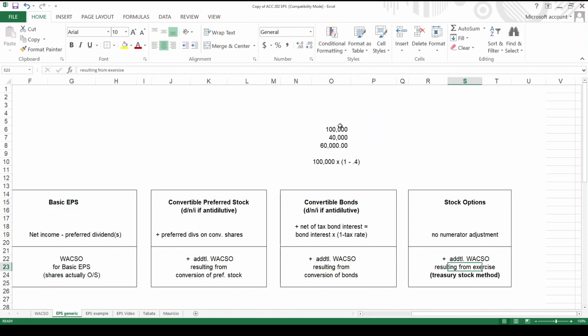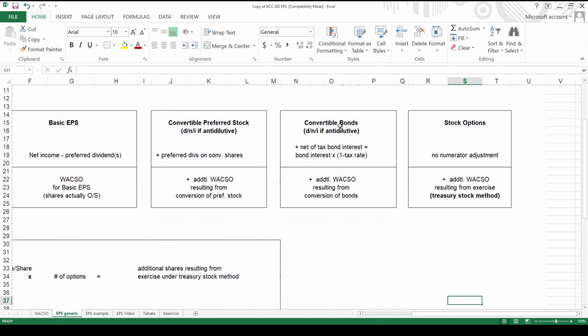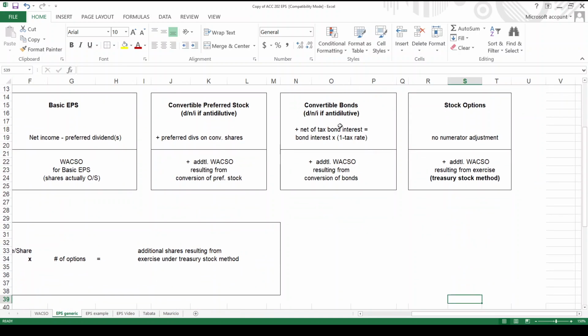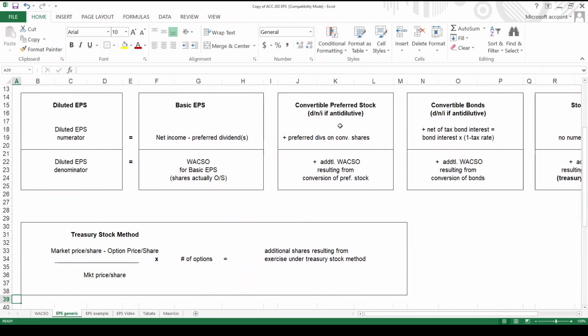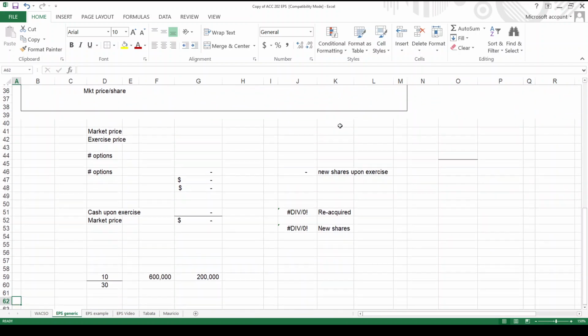All right, what's happening here? We have individuals who hold the option to purchase company shares at a certain price, the option price. Now this exercise could result in dilution. Let's see how this works.